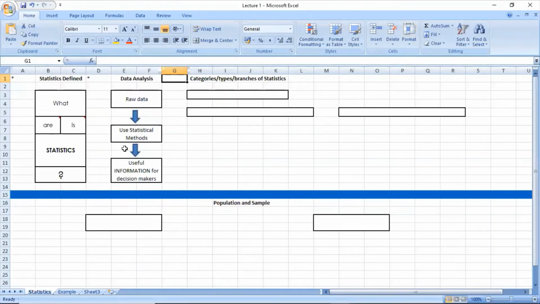So now let us discuss the categories, types, or branches of statistics. Basically, there are two types of statistics.